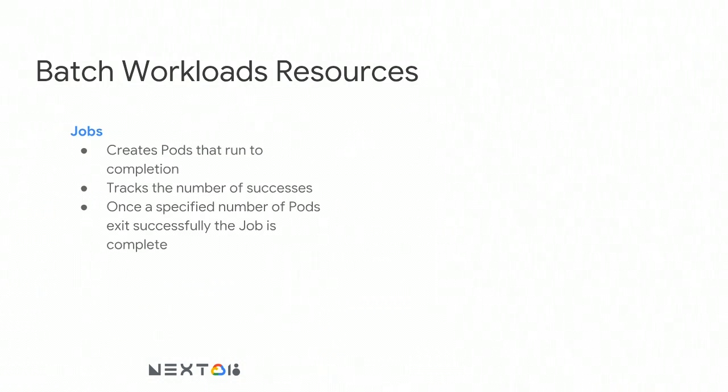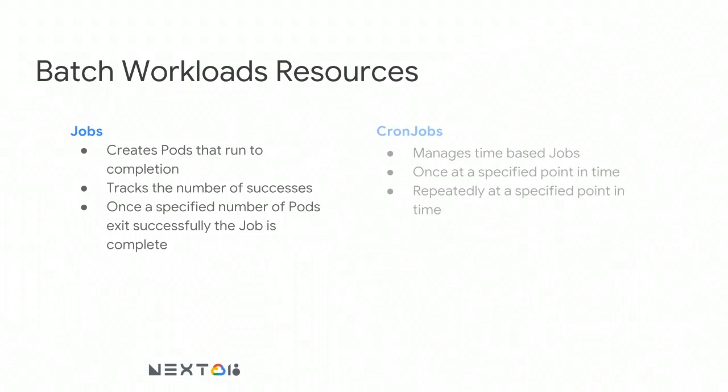It creates pods that run to completion, counts the number of successes, and once a specified number of successes have occurred, the job terminates and it says it's completed successfully. And cron jobs are just a way to manage time-based jobs. You can do one-offs, you can do repeating ones that run at a specific interval.